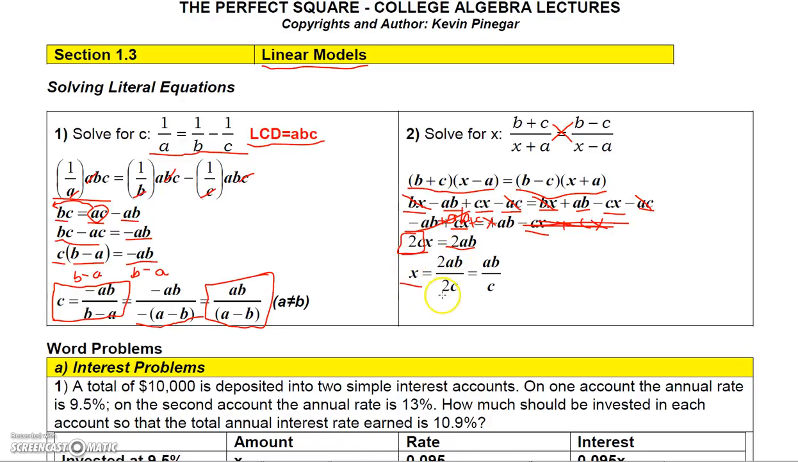Divide this side by 2c and you get 2AB divided by 2c. But then remember 2 over 2 is 1, so we can cancel that and get that x is equal to AB over c. And so that's how you can solve some literal equations for variables.